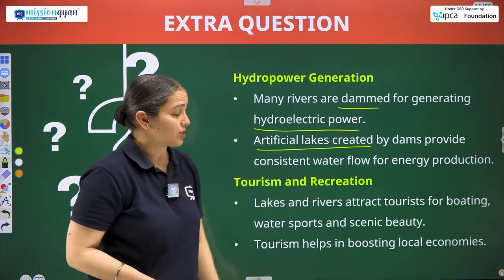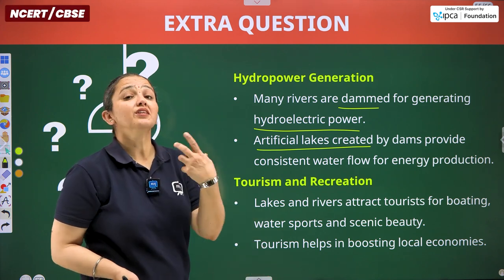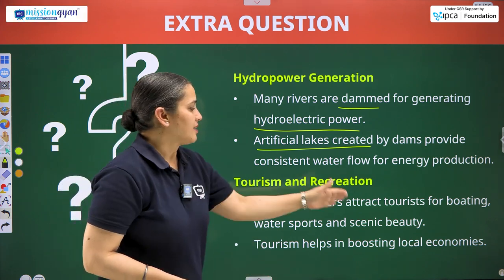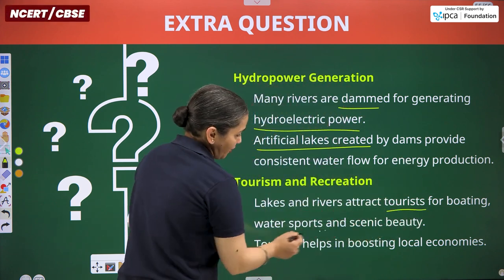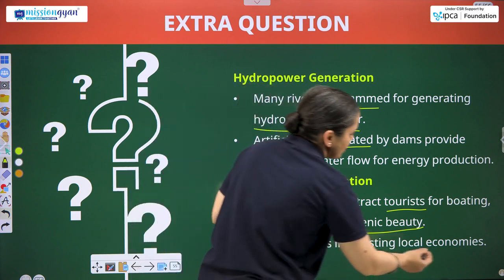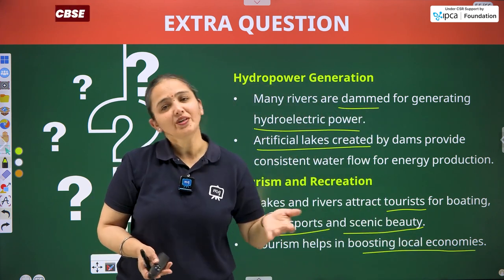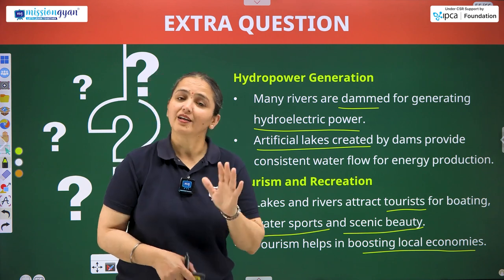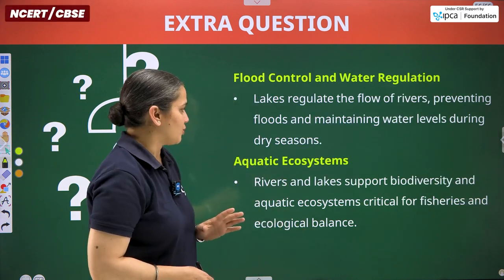Tourism and recreation concept, we have to discuss their role within the Indian economy. Lakes and rivers attract tourists for boating, parks, water sports and scenic beauty as well, and tourism helps in boosting local economies, and local economies are going to boost up the national economy of India. That was all about the concept of economic contribution.